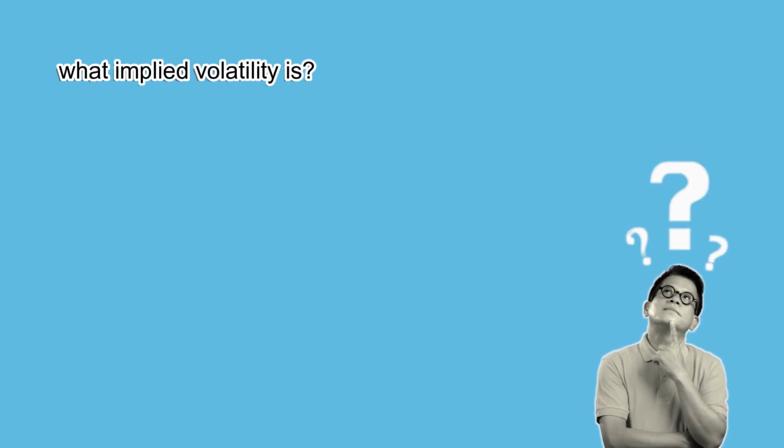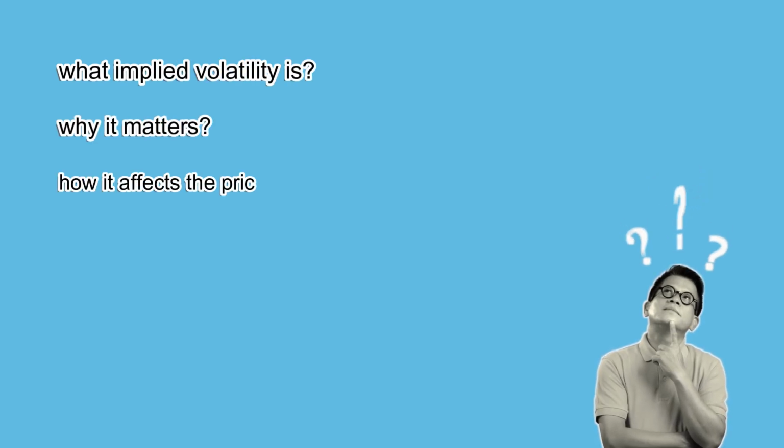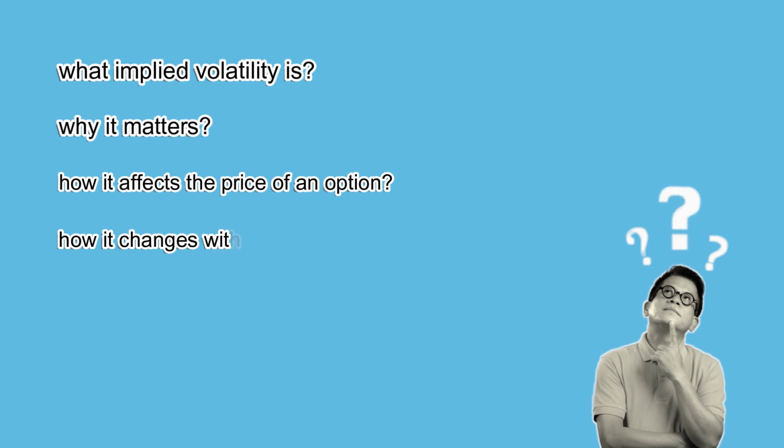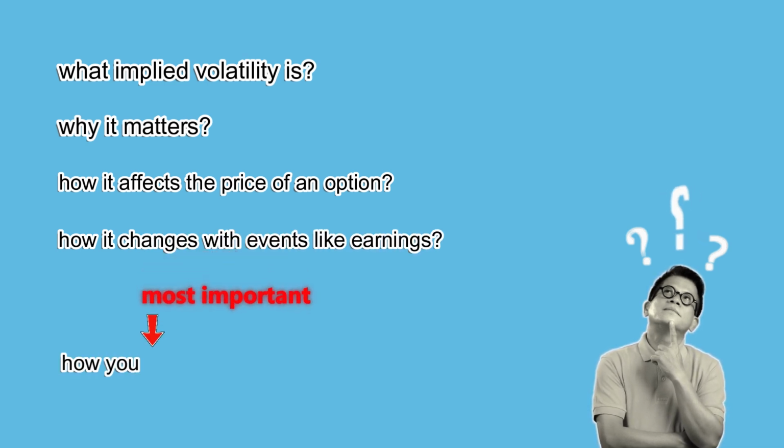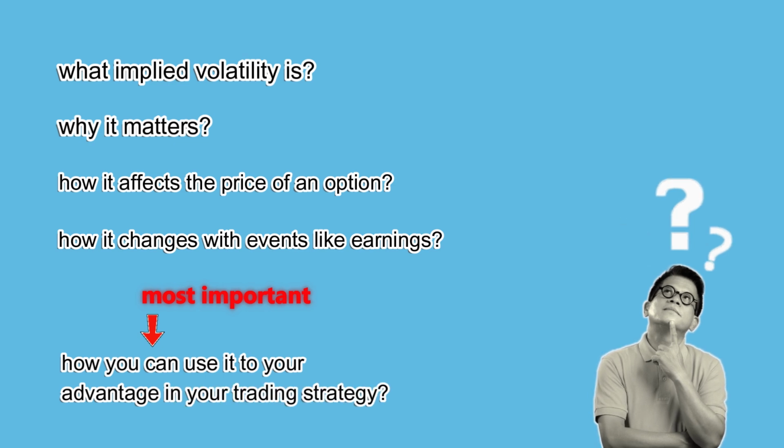So in this episode, we are going to break it all down: what implied volatility is, why it matters, how it affects the price of options, how it changes with events like earnings, and most importantly, how you can use it to your advantage in your trading strategies. So sit back, grab your notebook, and let's get into it.